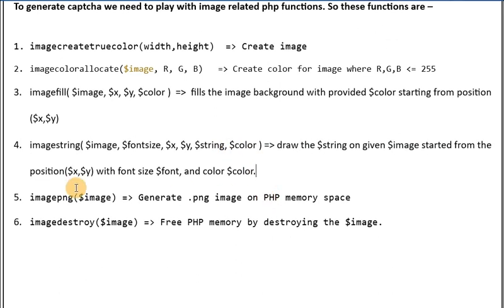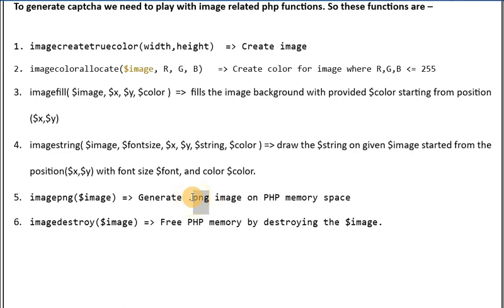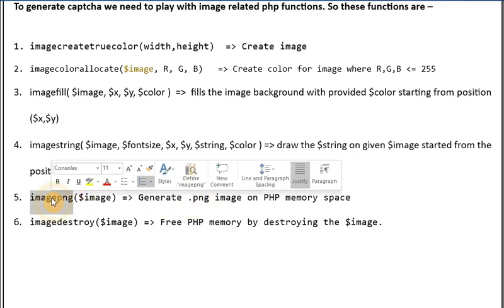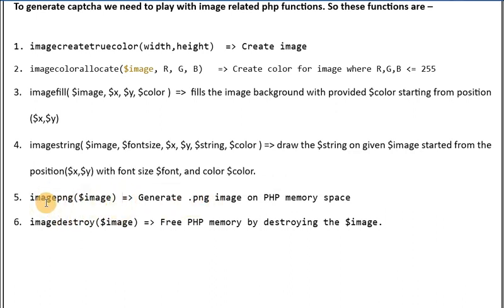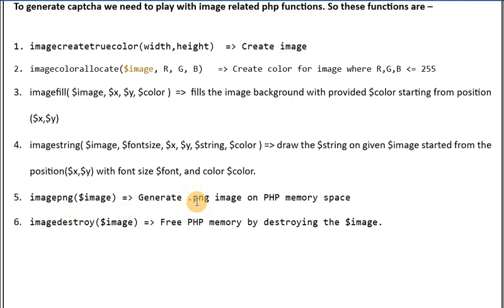Now next, imagepng. There are other formats of image also, like JPG and PNG. If we use imagepng, it will give us a transparent image, and that image will be in the PNG format. PNG is nothing but Portable Network Graphics. To generate the PNG format, we use imagepng. If you want, you can create imagejpeg also, but here we are going to understand imagepng.